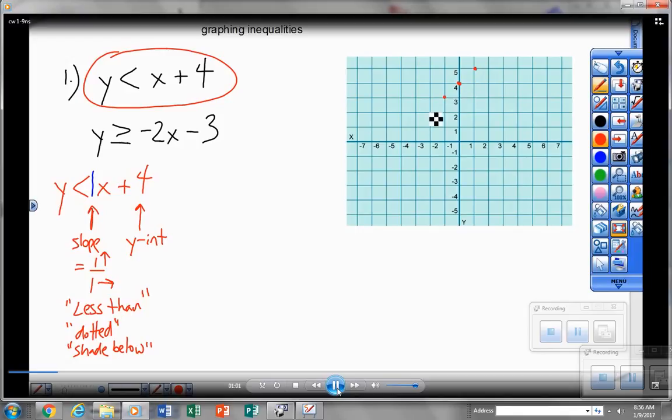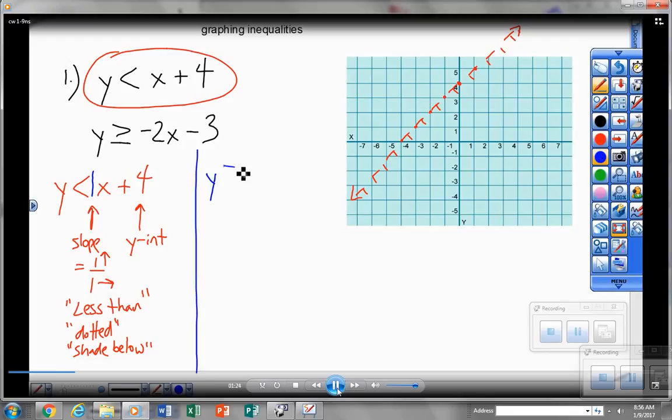So starting at 4, over 1, up 1, over 1, up 1, be able to stair step the opposite direction to get your extended line. Extend that line way out. That is dotted. Because my inequality is less than, I'm going to shade below. So that graph is represented by all the points below that line. We'll plug in and work if I wanted to.